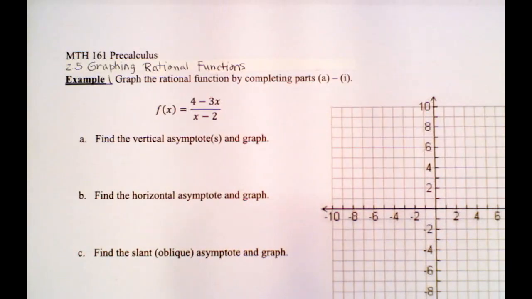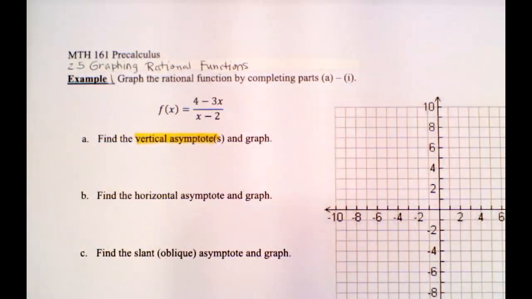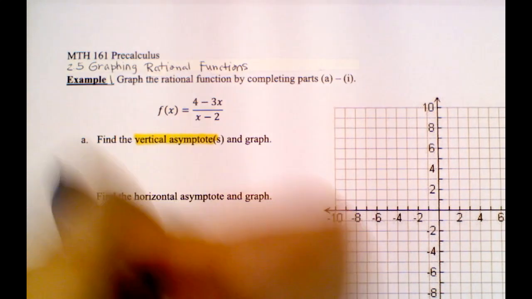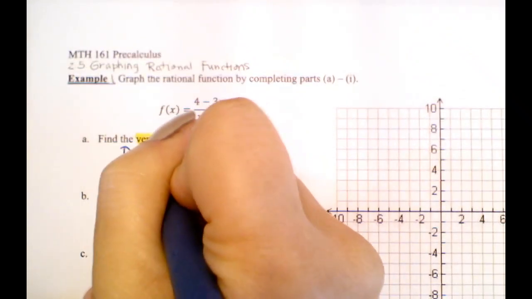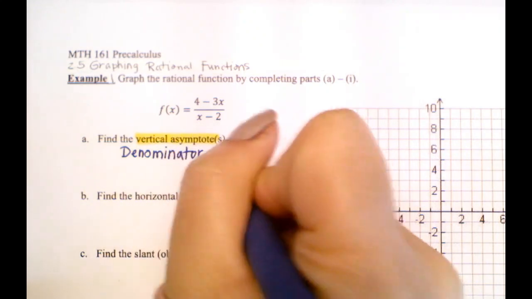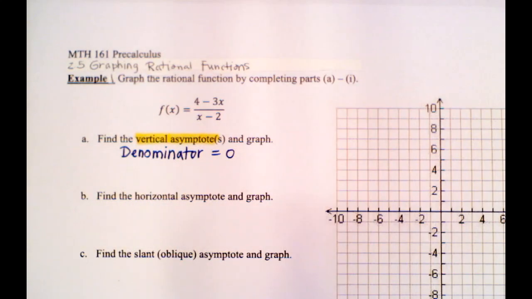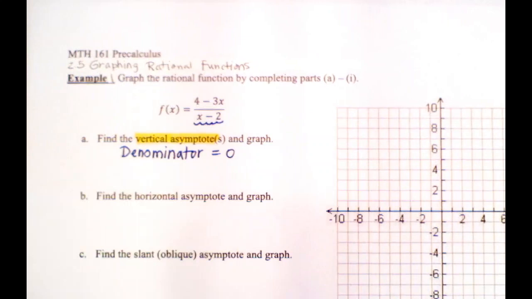Find the vertical asymptote. It's a great review. We talked about vertical asymptotes before spring break. Remember how to find these. Vertical asymptotes are when the denominator equals 0. Okay, so the denominator of this rational function is x minus 2, right?